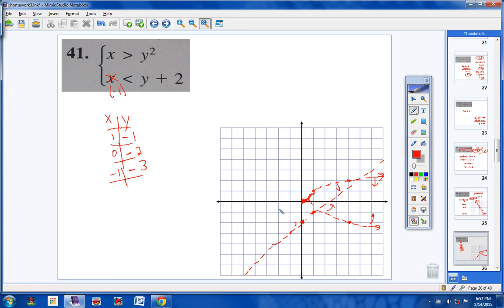Alright, there we go. Now, we've got to test a point to see whether to shade. So I'm going to test 0, 0 because 0, 0 does not fall on this line. Where the x is right here, I'm going to substitute a 0. Less than 0 plus 2. 0 is less than 2. Okay, so that is a true statement. 0 is definitely less than 2. And so this point that we tested, 0, 0, does work. So the line here is saying to shade up toward this ordered pair right here.